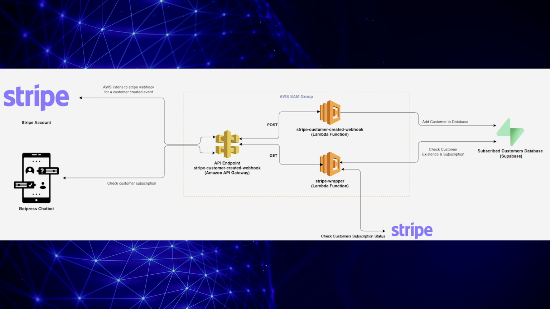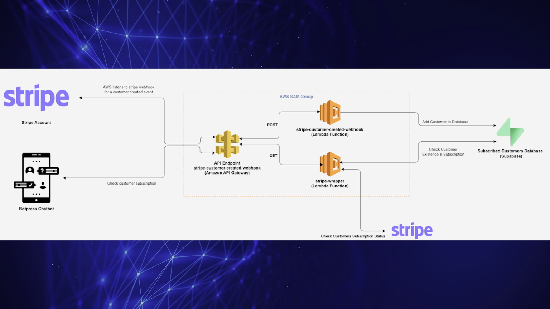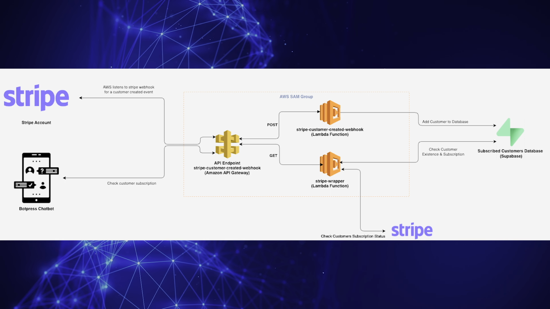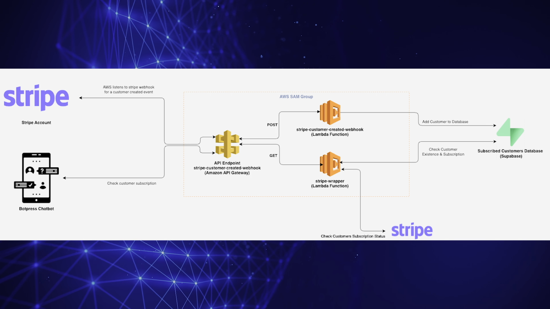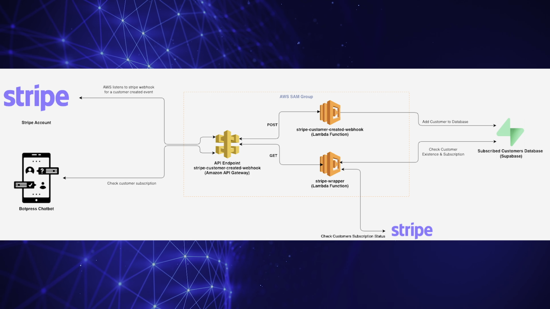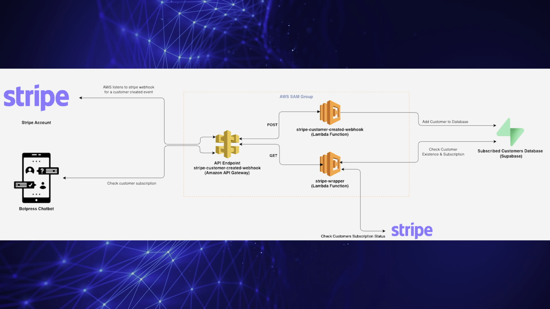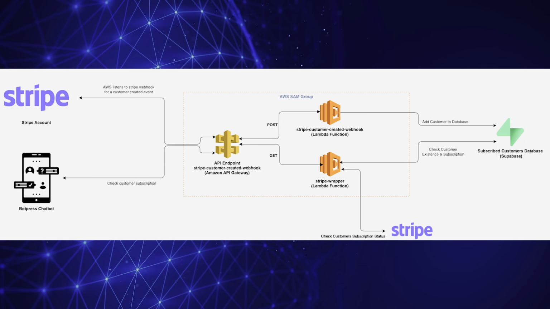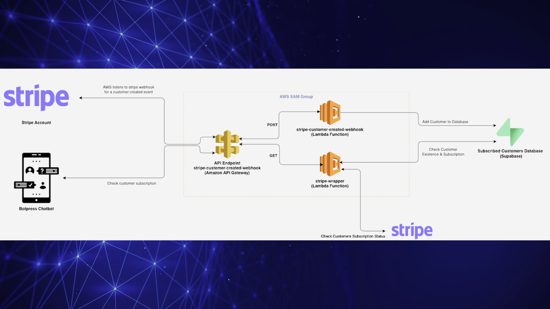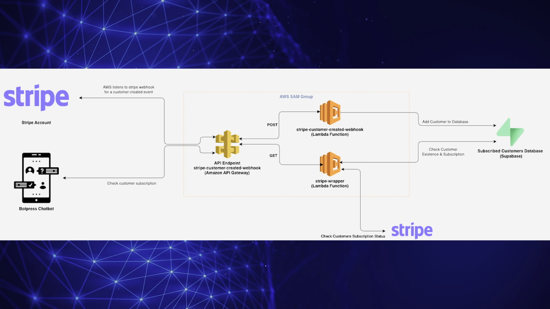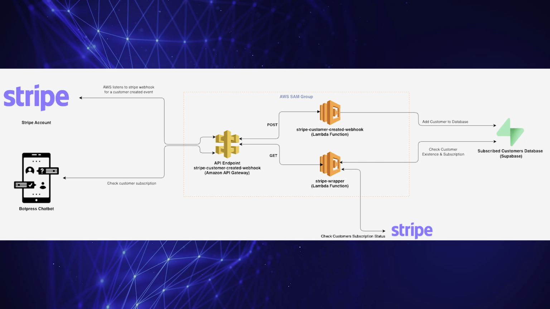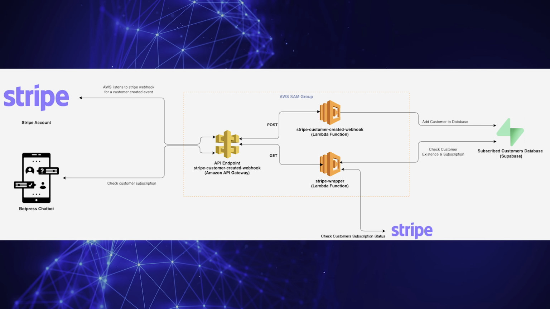Top left there, we have Stripe. So we're using Stripe here, and we also created a Stripe webhook that AWS will listen to. So that Stripe webhook will send customer-created events to our API endpoint in AWS. So every time a new customer pays on Stripe and it's created within Stripe, that information will get sent so we can get that important customer ID.